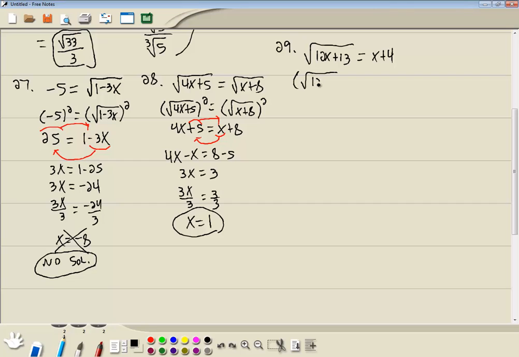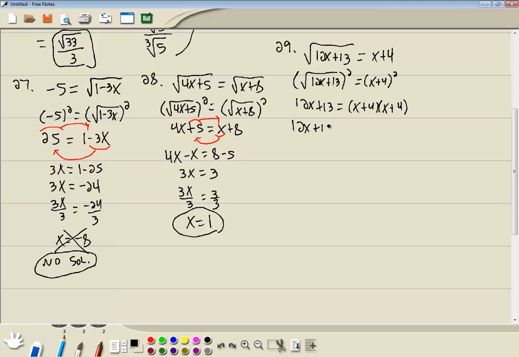So we've got square root of 12x plus 13 squared is equal to x plus 4 squared. Now again, when your index matches the power you're raising to, they cancel each other away. So we've got 12x plus 13. Over on the right side, x plus 4 squared we'll write as x plus 4 times x plus 4. We can't just square the x and can't square the 4 because of the plus. You have to rewrite it this way.